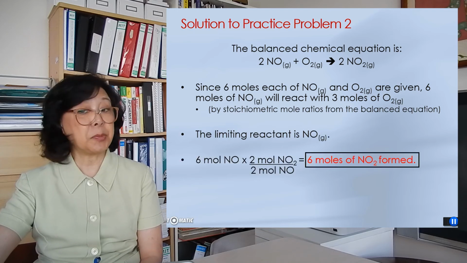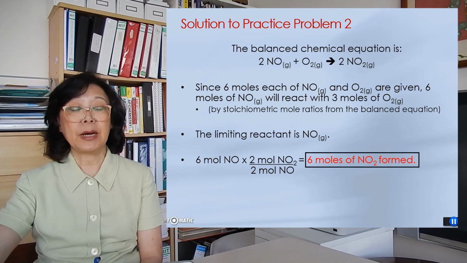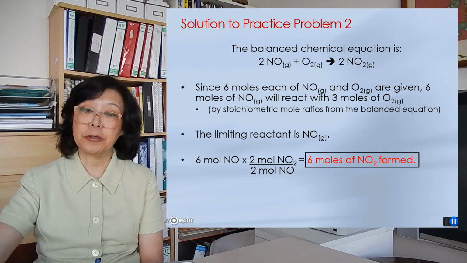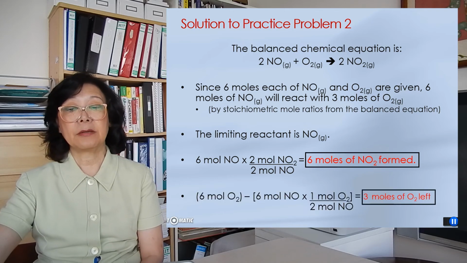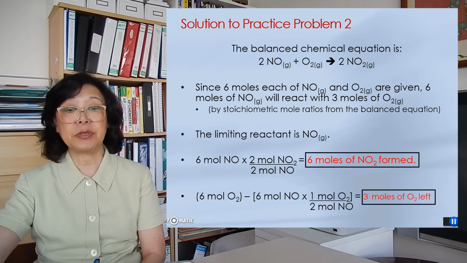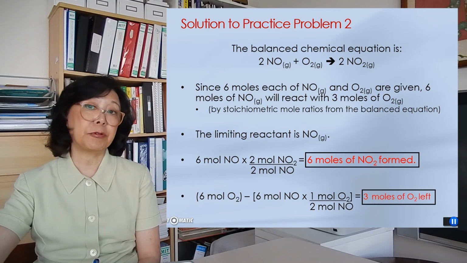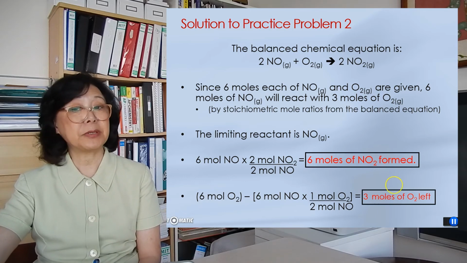And therefore 6 moles of NO2 will be formed by taking the 6 moles times the mole ratio of 2 moles of NO2 over 2 moles of NO. Now the excess reactant is the oxygen. Since we start out with 6 moles and we used up 3 moles, we would have 3 moles left.